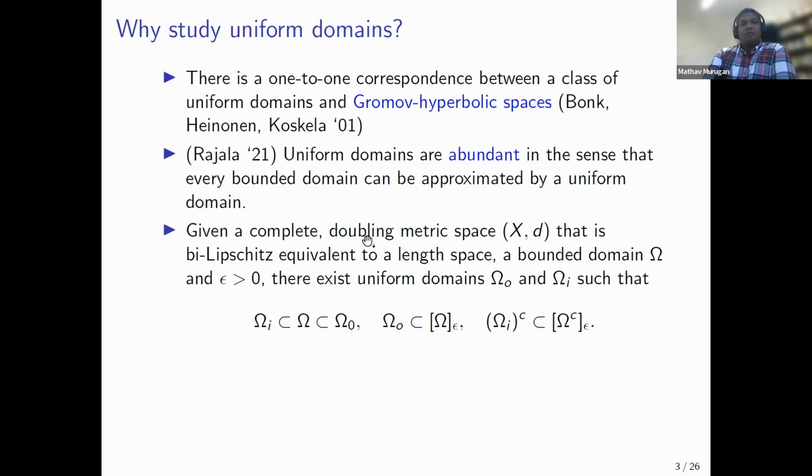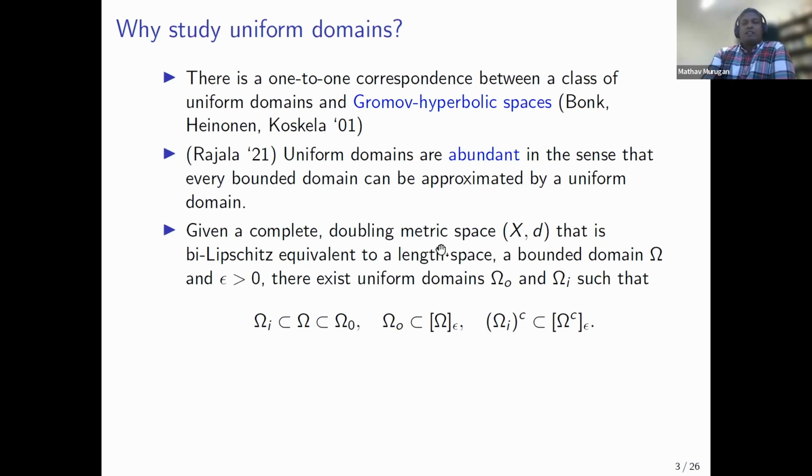Given a complete doubling metric space, where the doubling property means that every ball of radius r can be covered by at most n balls of radius r over 2, where this n does not depend on the center or the radius of the ball. For example, Euclidean space is a doubling metric space, or any subset of Euclidean space. And this metric space should be bi-Lipschitz equivalent to a length space, so the shortest path metric should be bi-Lipschitz equivalent to the given metric.